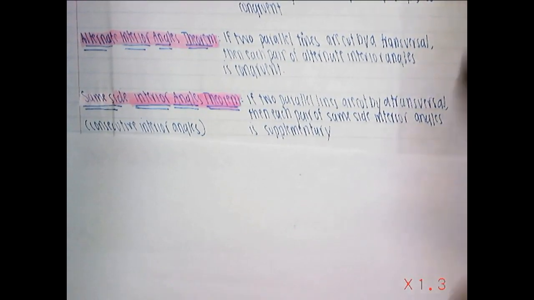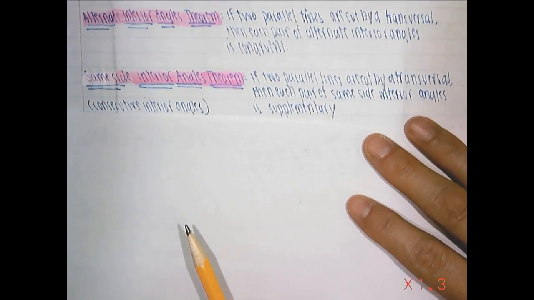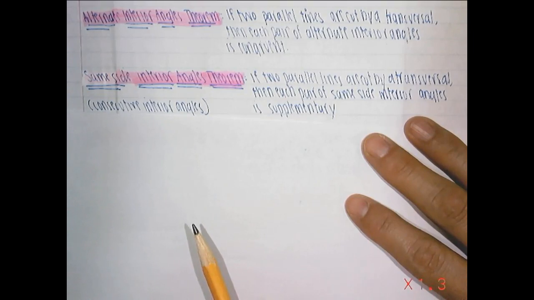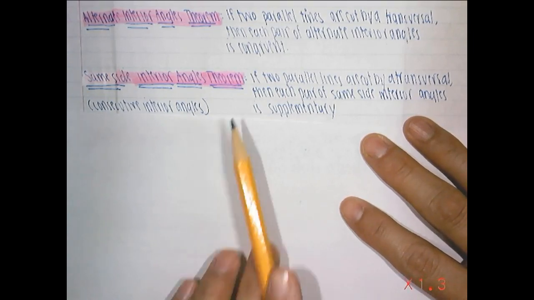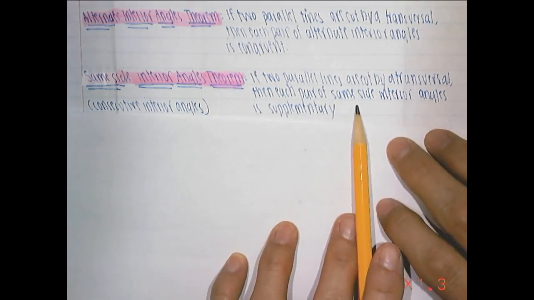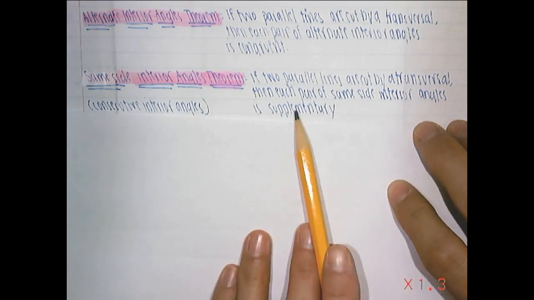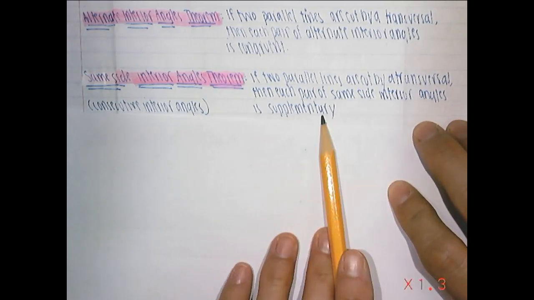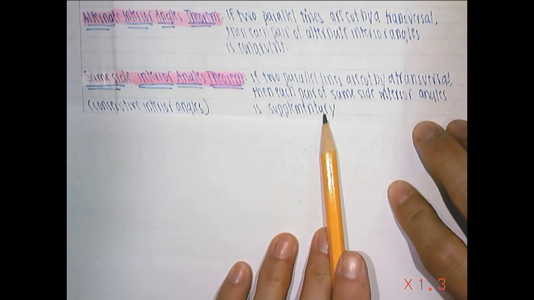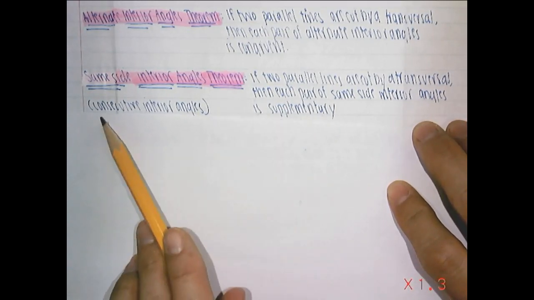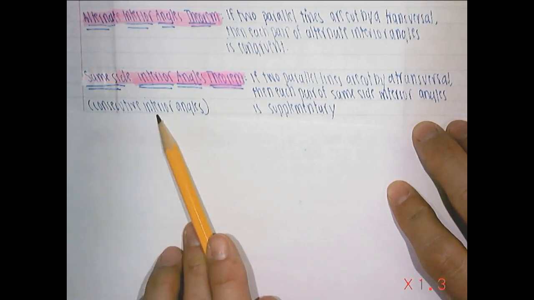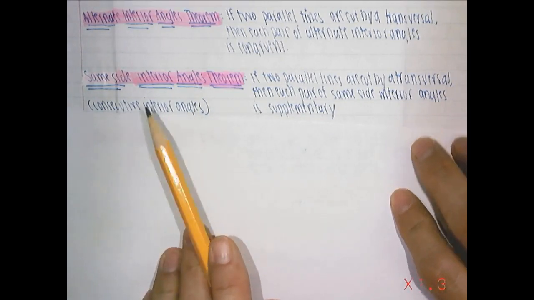The next one we're going to talk about is same side interior angles. If two parallel lines are cut by a transversal, then each pair of same side interior angles is supplementary. Okay, they have to be supplementary. So this one's a little bit more confusing. You may also hear it referred to as consecutive interior angles.